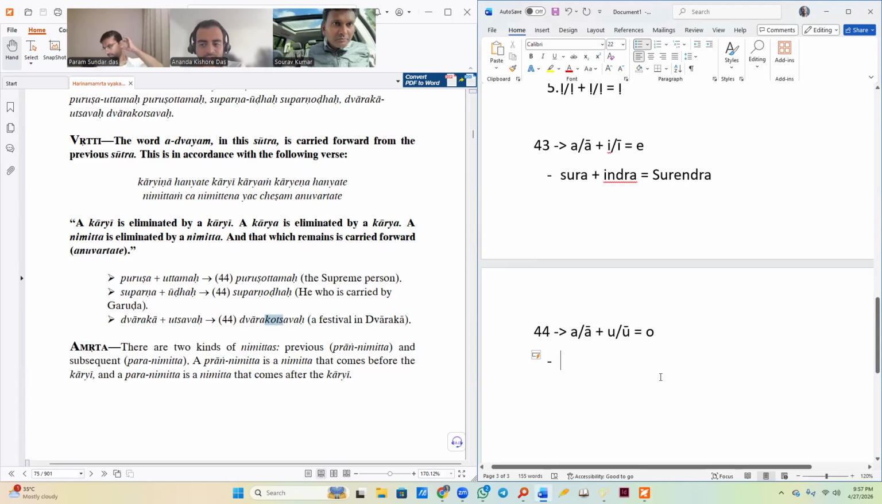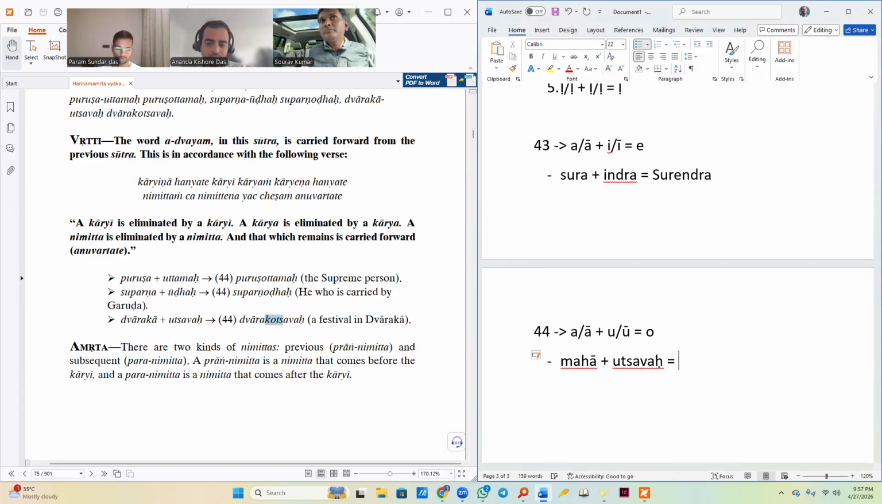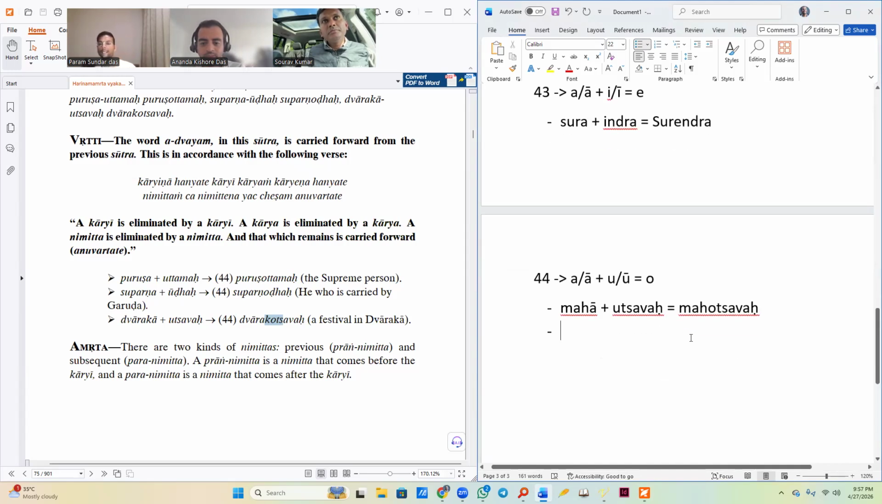Any other examples? Maha Utsavaha becomes Mahotsavaha. Similarly, this is also very common: Yam Pravrajantamanapetamavetana.